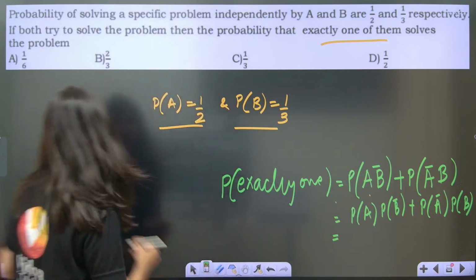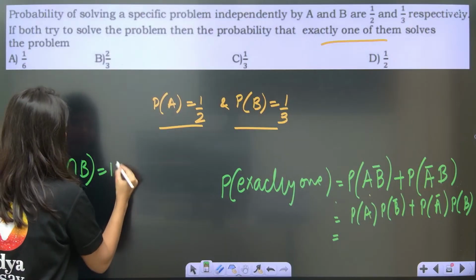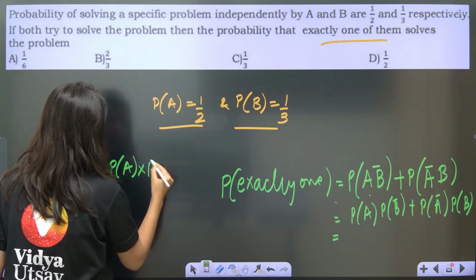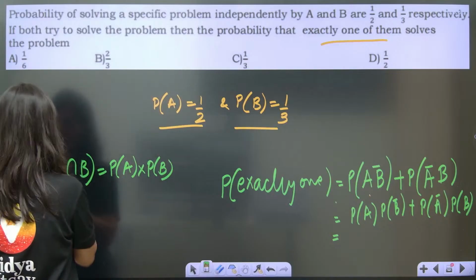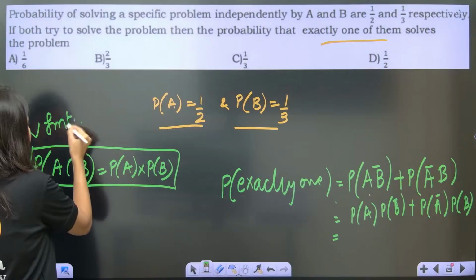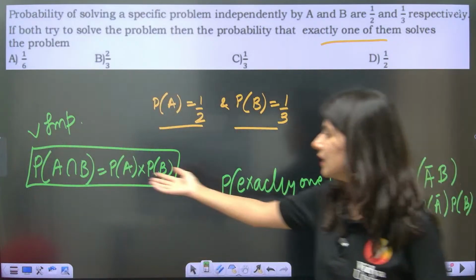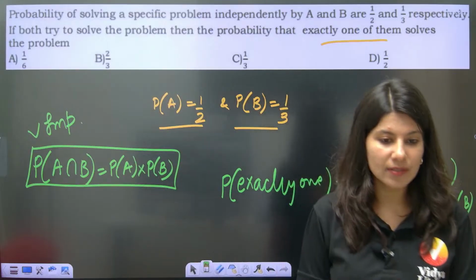You know what is an independent event? If 2 events are independent, then their intersection probability will be nothing but the multiplication of their probabilities. Very, very important. This can be a direct MCQ: 2 events are independent, find the intersection of both the events.